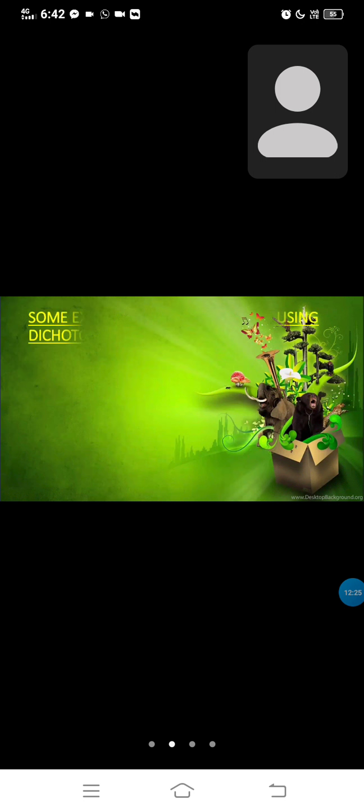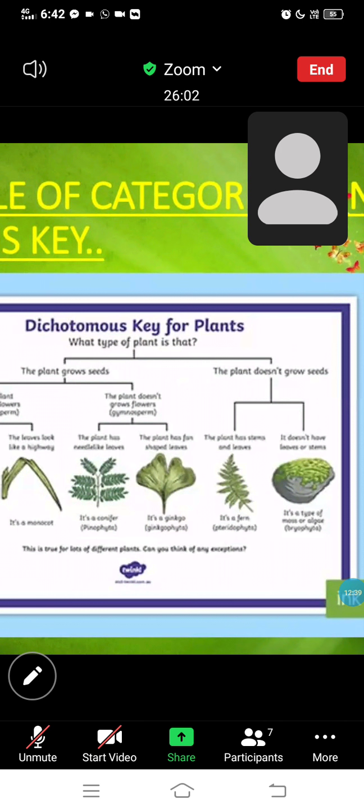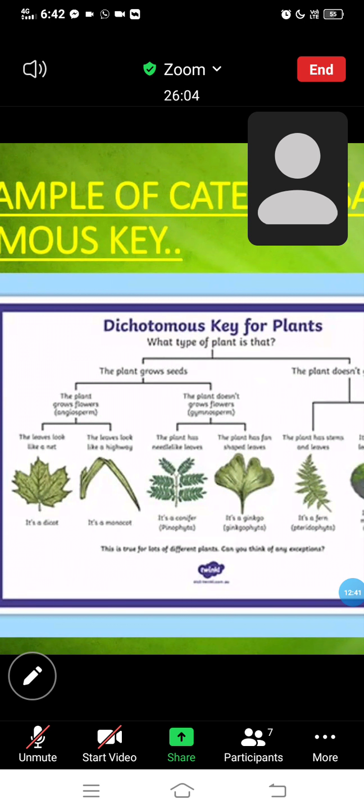Okay. Now I'm going to talk about an example of categorization using a dichotomous key. Okay, here you can see a picture of a dichotomous key.